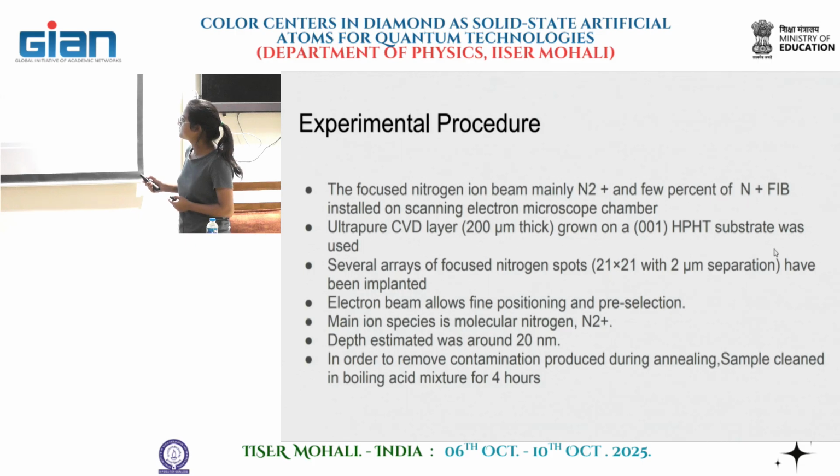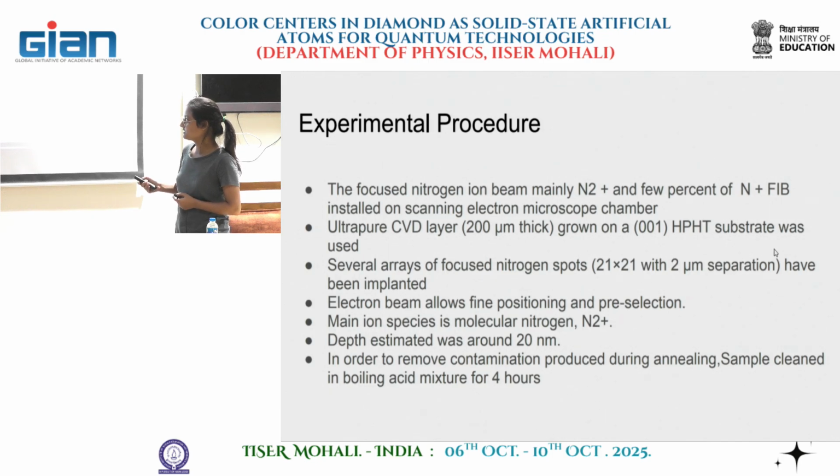So this is the experimental procedure. We are using a nitrogen ion beam which is focused using the lens, and that's why we call it the FIB, and it is installed on a scanning electron microscope. We are using a sample which is ultra pure CVD diamond with a thickness of 200 micrometers, grown on an HPHT substrate. We demonstrated several arrays of focused nitrogen spots with dimensions of 21 by 21 with 2 micrometer separation each, which I am going to show in the results slide. The electron beam that we are using in the SEM allows us fine positioning and pre-selection.